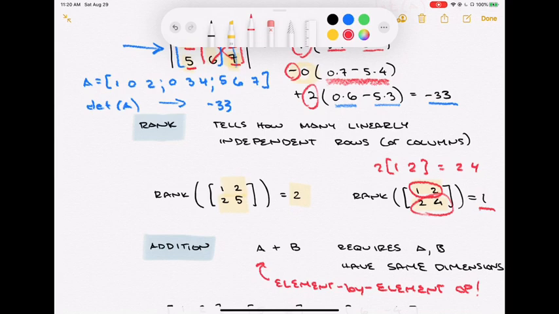Again, MATLAB would make this really easy. If you were going to want to do this in MATLAB, you could just say rank, and you would put in your matrix A, whatever it was, in this case 1, 2, 2, 5, or 1, 2, 2, 4, and you would see it spit out those numbers, 2 and 1, easily verifying this.